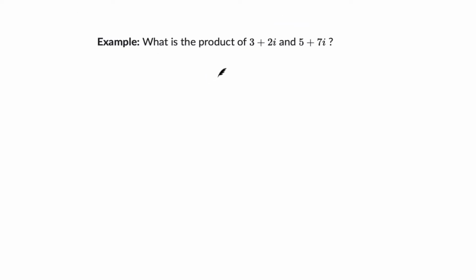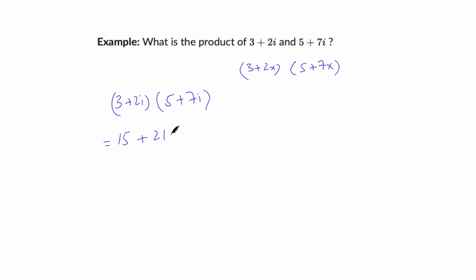Let's have a look at this example. What is the product of 3 plus 2i and 5 plus 7i? This is basically 3 plus 2x and 5 plus 7x. You multiply these, it's exactly the same thing. So let's do the multiplication. 3 plus 2i into 5 plus 7i. We have 3 into 5, 15, plus 3 into 7, 21i, plus 5 into 2, 10i, plus we have 7 into 2, 14i squared, because 7i into 2i is i squared.